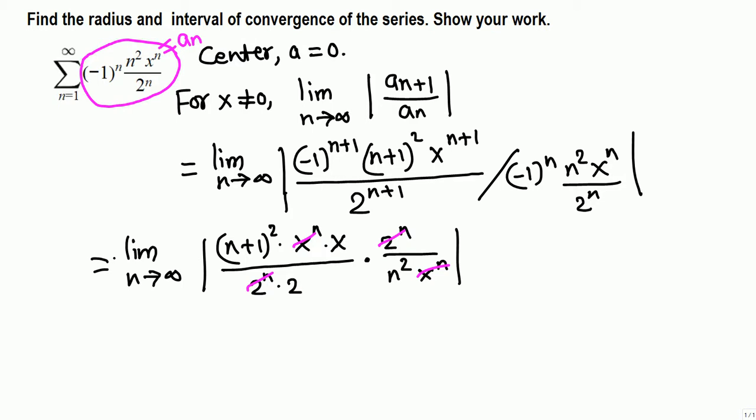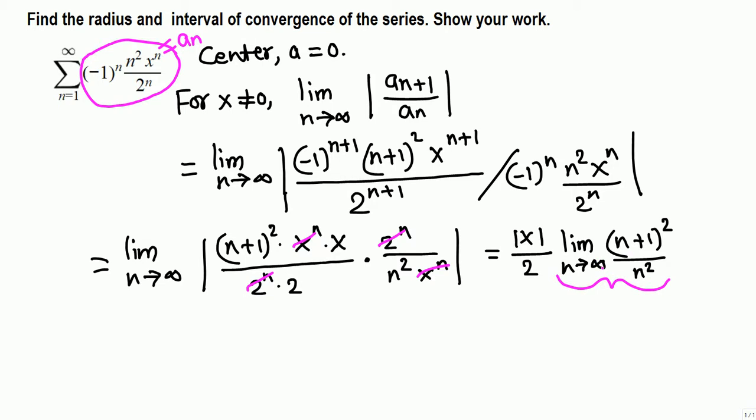We can pull x outside the limit, because the limit is just for the n terms. So this is the absolute value of x over 2, times the limit as n goes to infinity of (n+1)^2 over n^2. These are positive numbers, so we don't need absolute value anymore. Since n goes to infinity, the limit depends on the leading terms. (n+1)^2 is n^2 plus 2n plus 1, the leading term is n^2, which cancels, so this limit is 1. So the limit of the ratio is absolute x over 2.